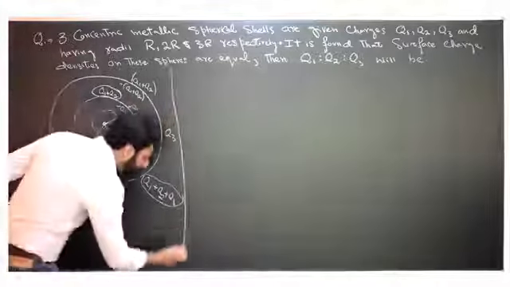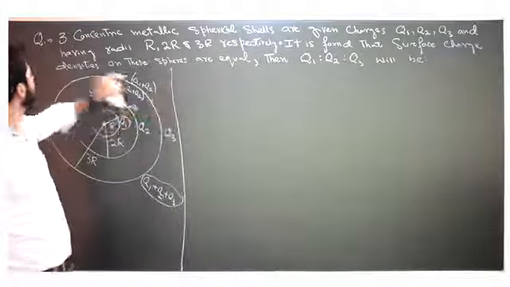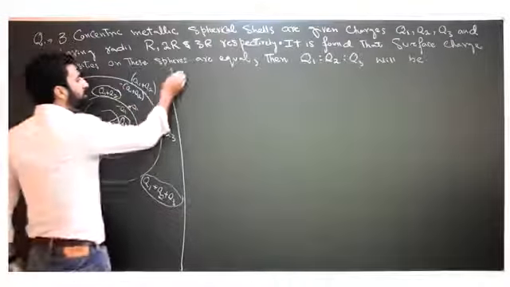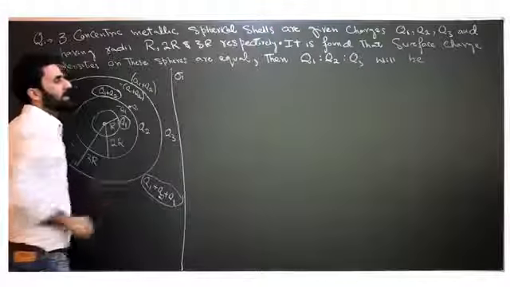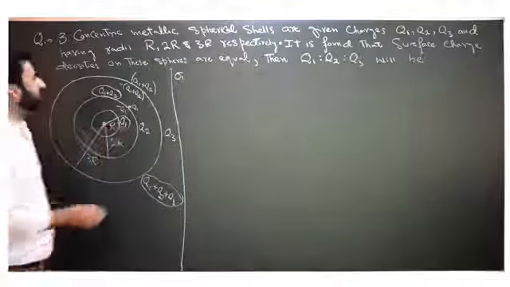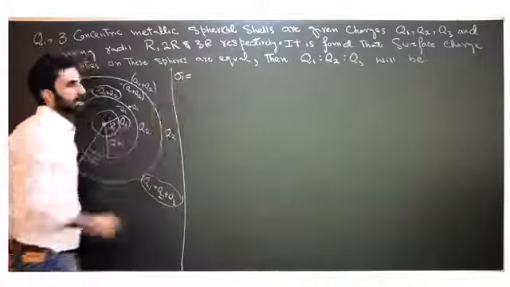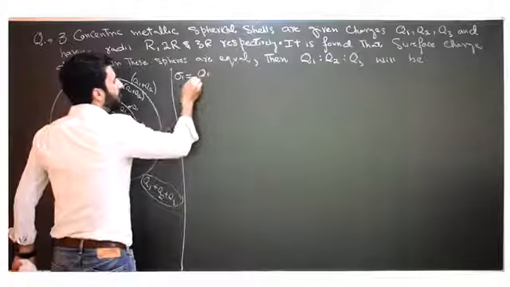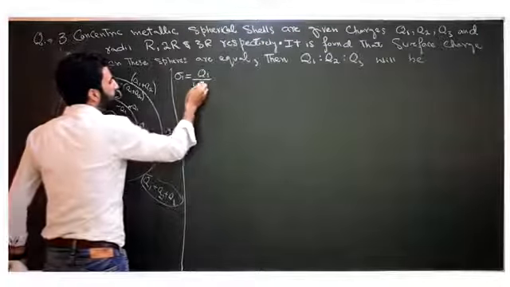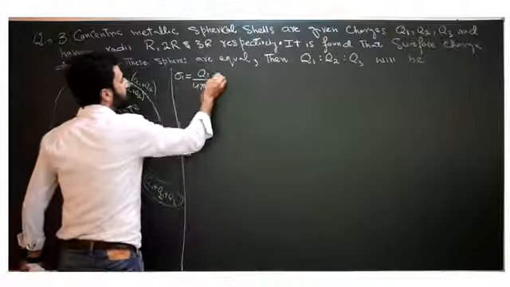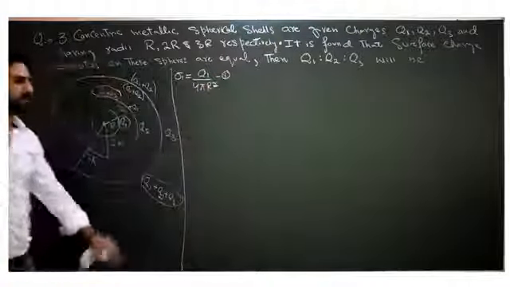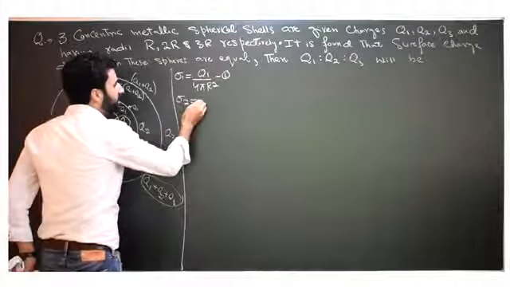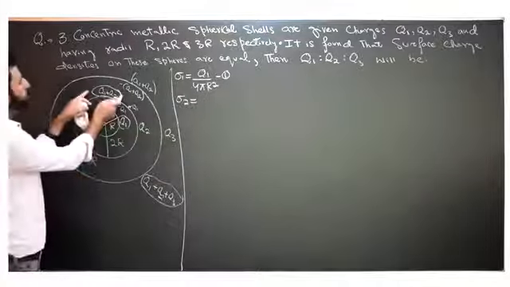Then, in the question we are given that the surface charge densities on these spheres are equal. Now, what about the surface charge density sigma 1 of the first shell? Surface charge density is charge divided by area. So it is charge q1 divided by surface area, that is 4 pi r squared. Let's call this 1. Similarly, the surface charge density of the second shell. What is the charge on the second shell? q1 plus q2.